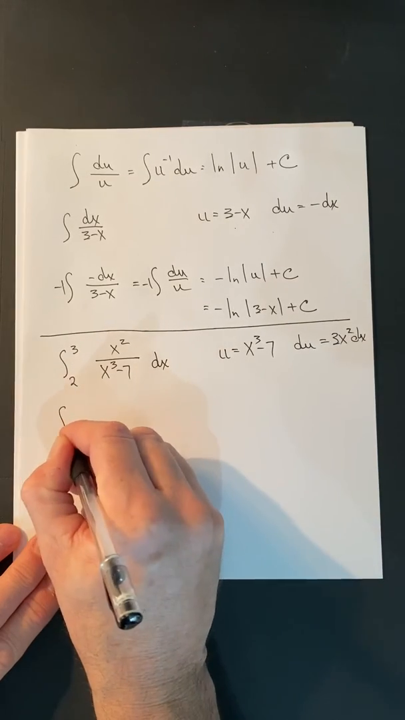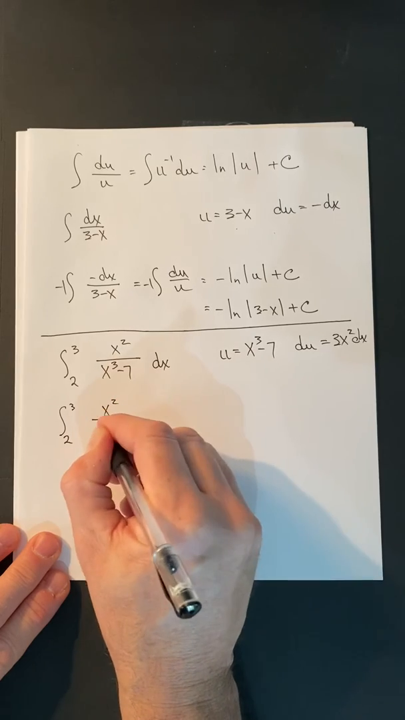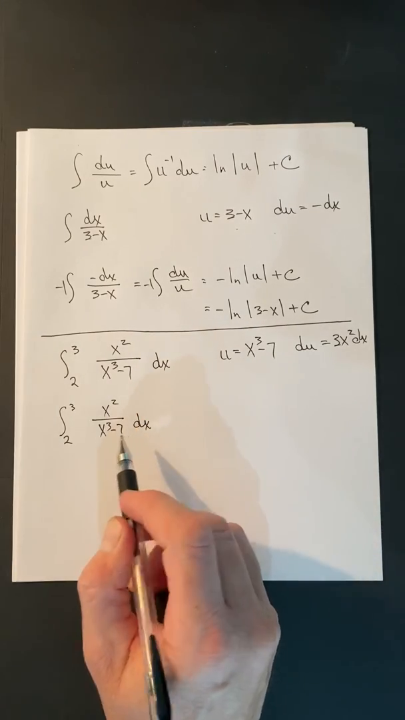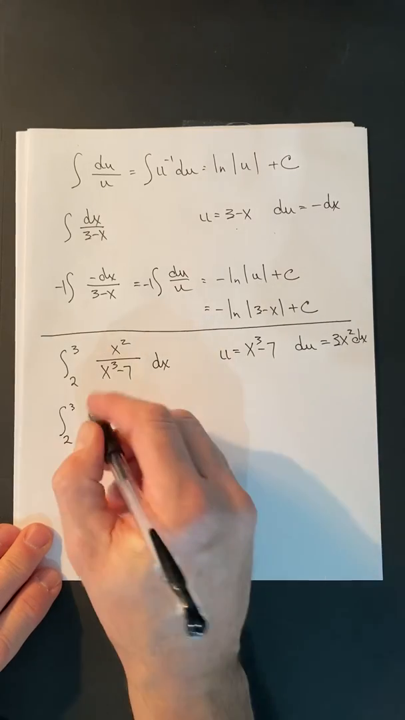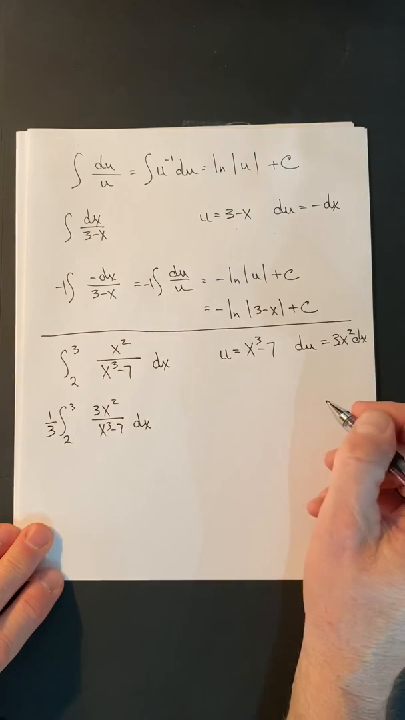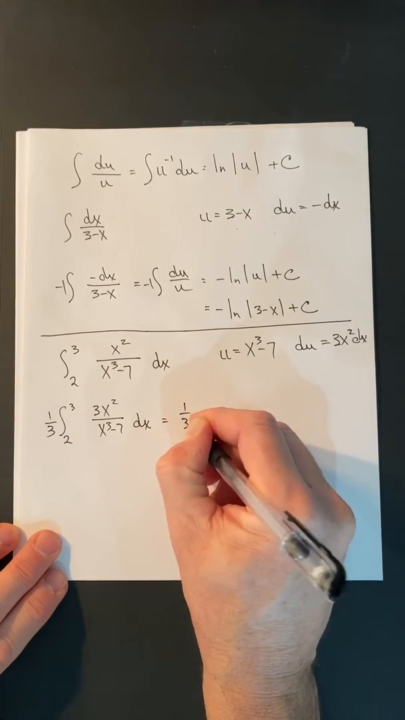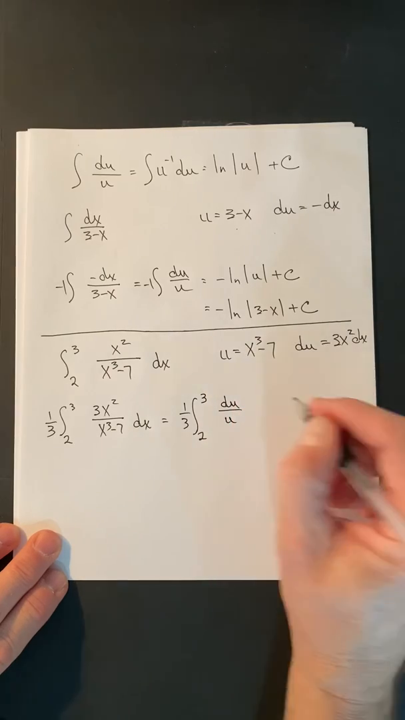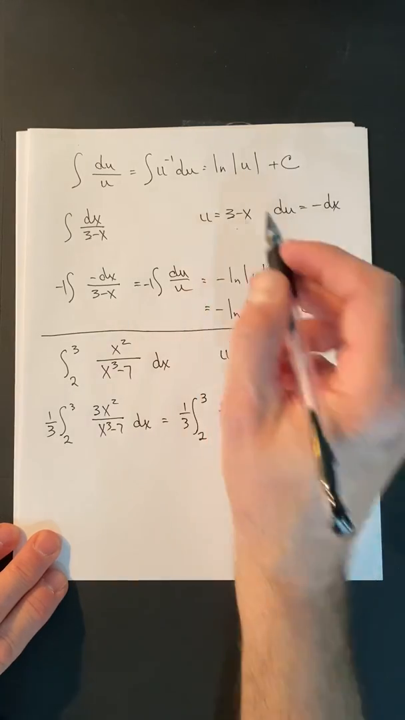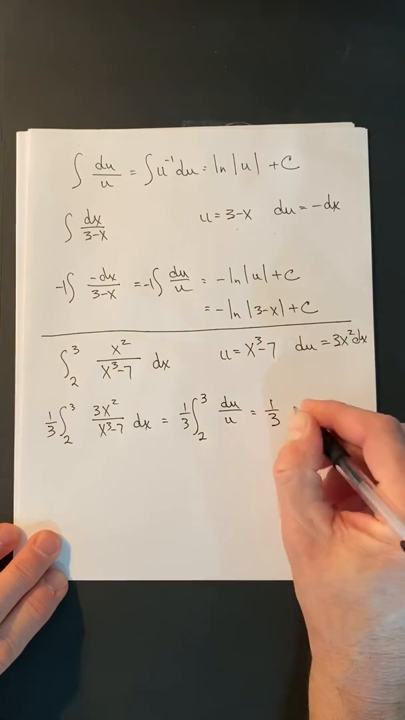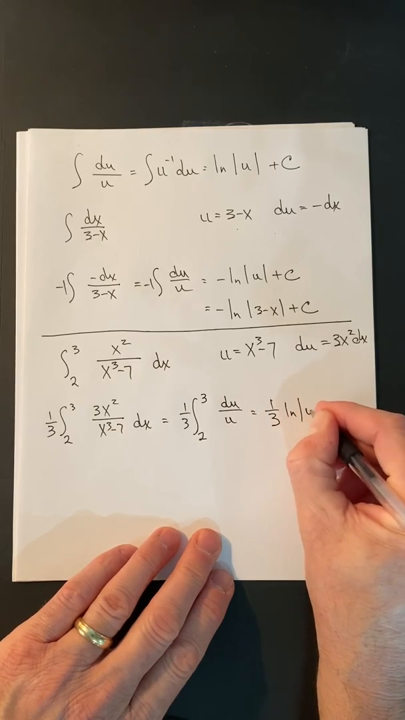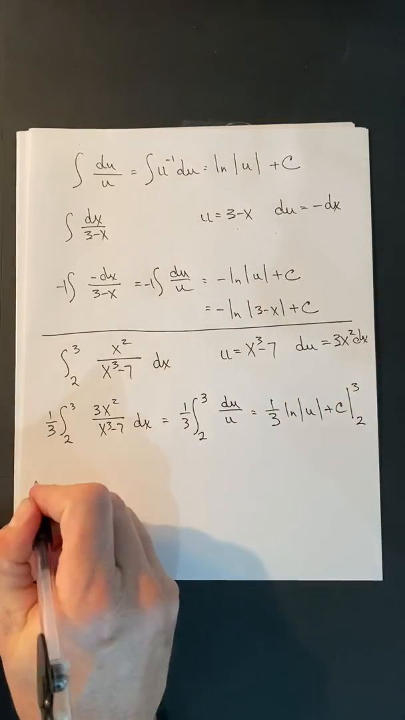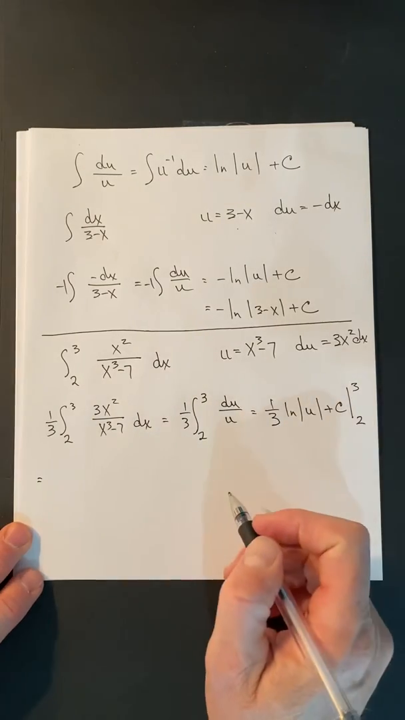So let's set this up from 2 to 3 of x squared over x cubed minus 7 dx. So in order for this to work, I need this 3 in here, right? So I'm going to add my 3 and multiply by 1/3. So now I have 1/3 the integral from 2 to 3 of du over u, okay? And I know from my formula, I've got 1/3 the natural log of u plus c from 2 to 3, okay? So I know my c is going to subtract out, so I don't have to worry about that anymore.